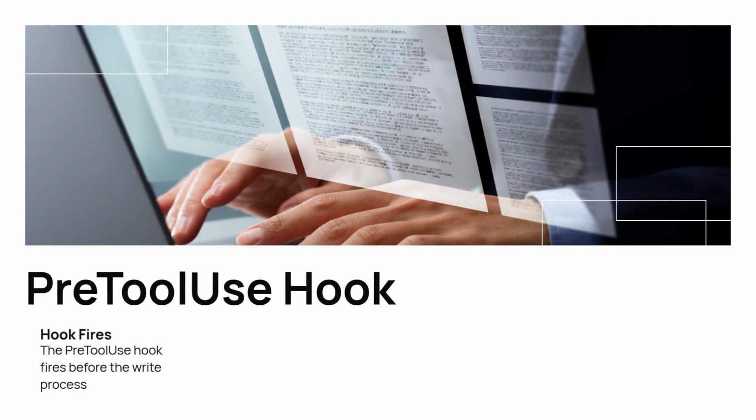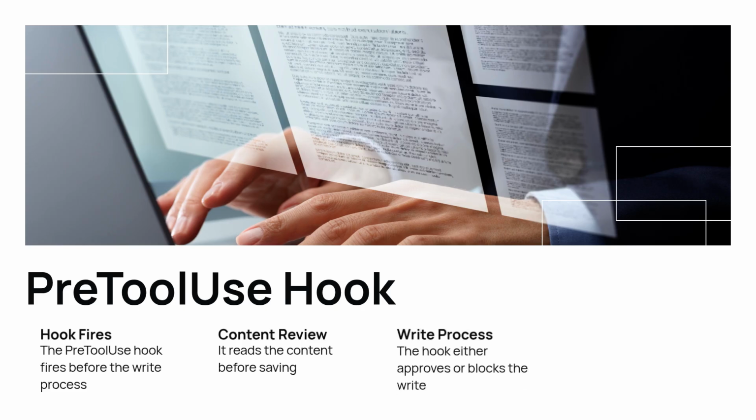A PreToolUse hook works before the write process begins. It reads the content Claude is about to save. The hook either approves the write or blocks it completely. If the hook exits with code 0, the write proceeds. If the hook exits with code 1, the write is canceled.